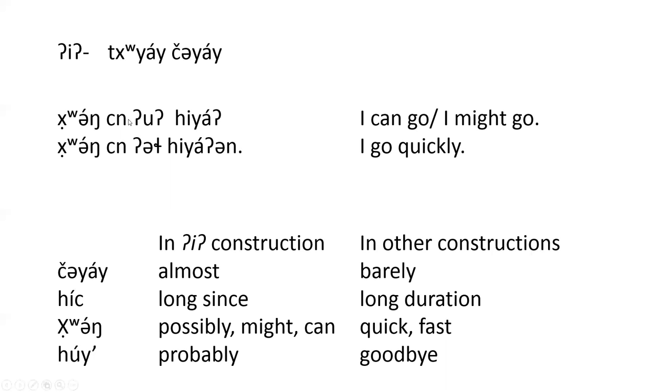Huang and uhia, I can or I might go, and huang and uashiaten, I go quickly. In that first sentence, huang is translated as can or might, or it's possible. And in the second sentence, huang means quickly or fast. The following table shows how the words differ in meaning in the construction with the e and in other constructions.